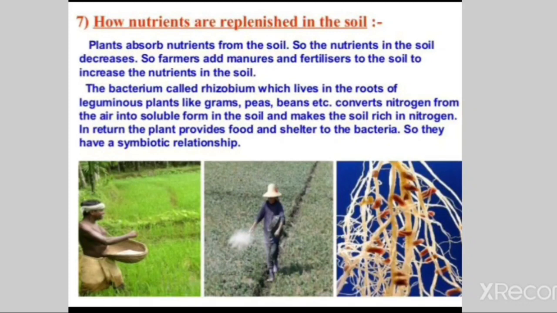The bacterium called rhizobium, which lives in the roots of leguminous plants like grams, peas, beans, etc., converts nitrogen from the air into soluble form in the soil and makes the soil rich in nitrogen. In return, the plant provides food and shelter to the bacteria, so they have a symbiotic relationship.